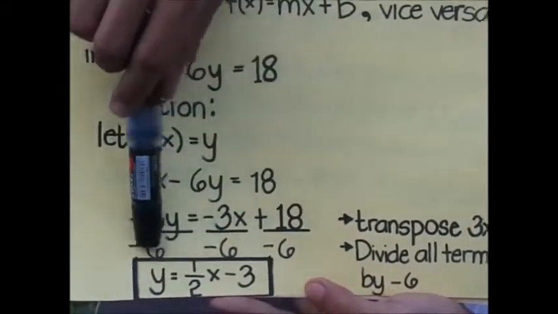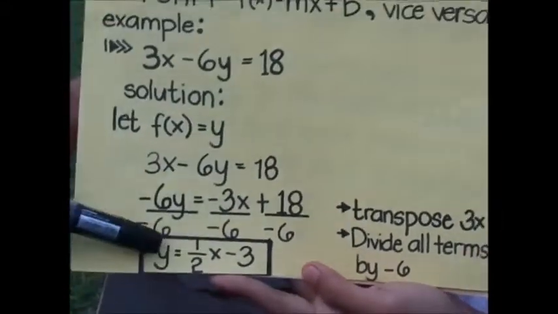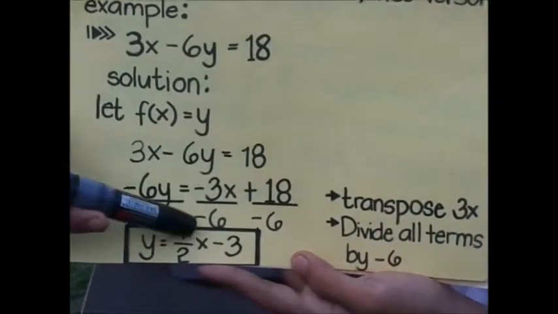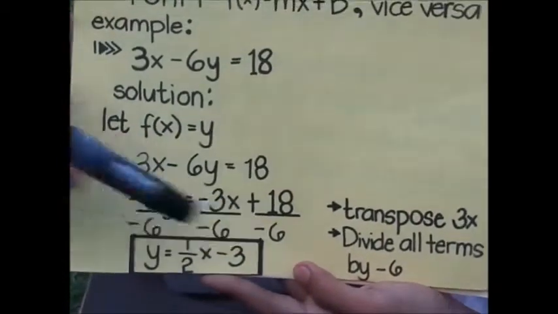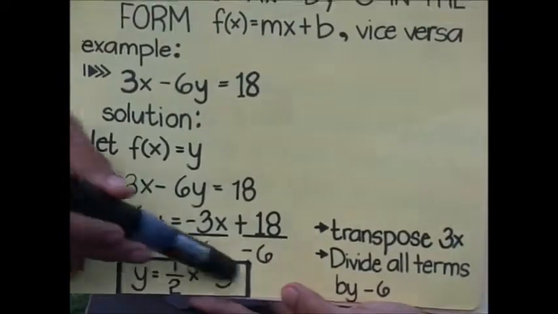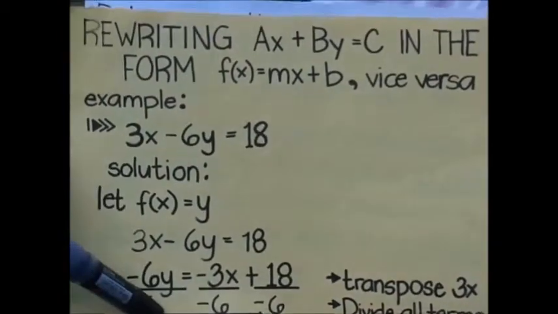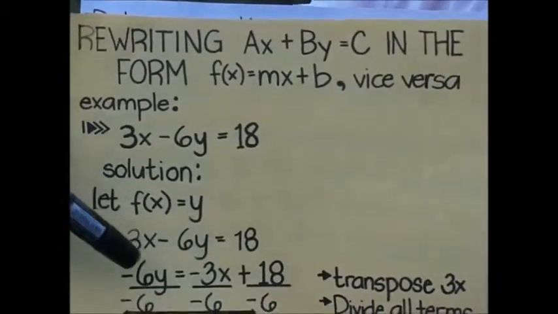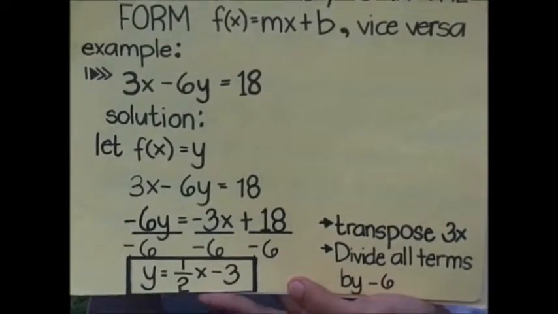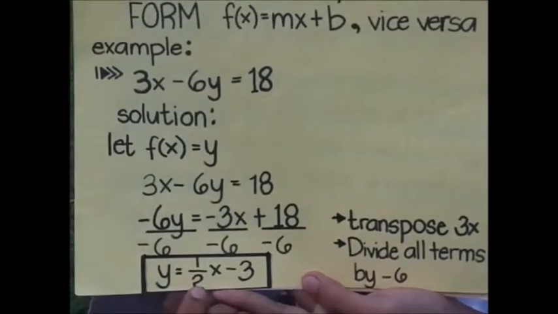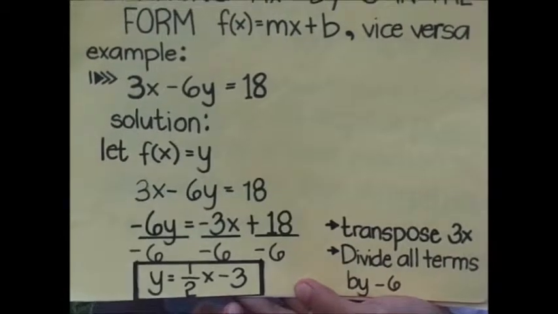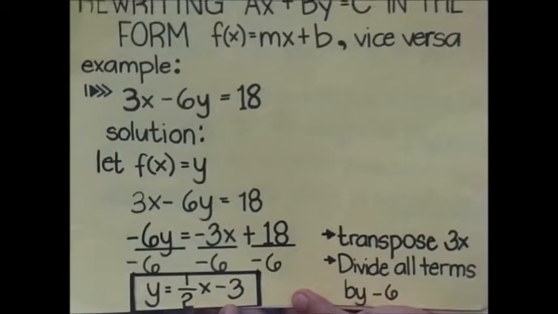So the answer is y is equal to 1/2 x minus 3. So this equation consists of the slope and the y-intercept. The slope here is the 1/2, and the y-intercept is negative 3.